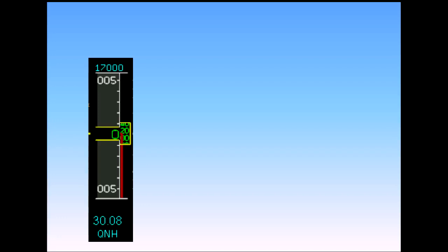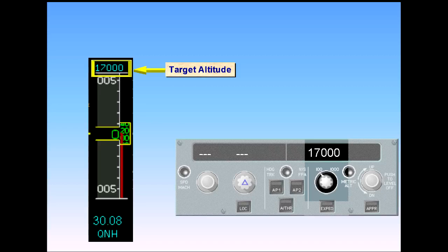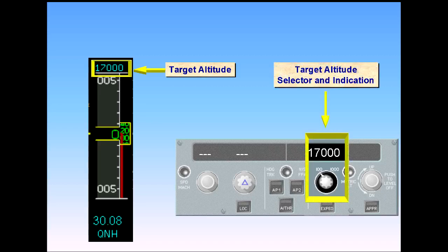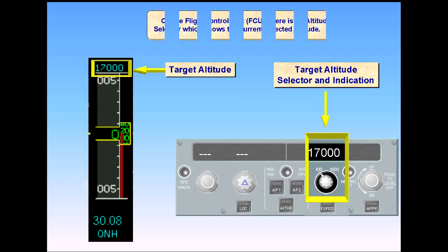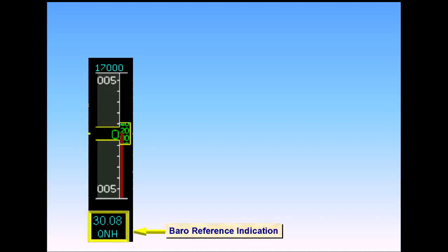In this example, there is a target altitude of 17,000 feet displayed. On the Flight Control Unit, FCU, there is an altitude selector, which shows the current selected altitude. At the bottom of the altimeter is an indication of baro reference. In the example shown, the QNH is 30.08 inches.